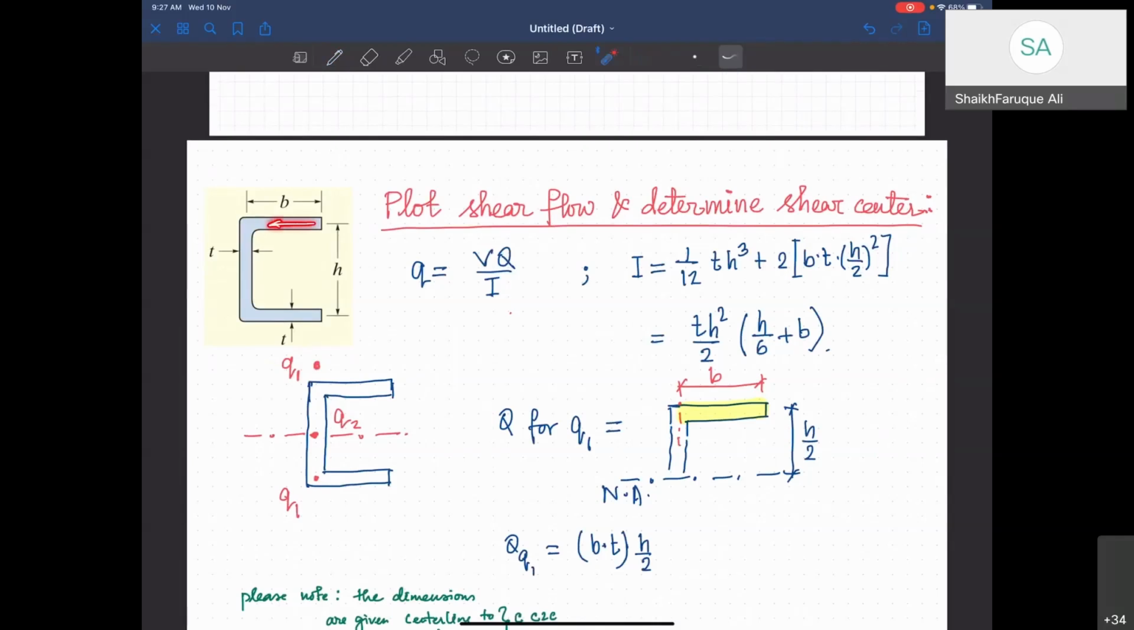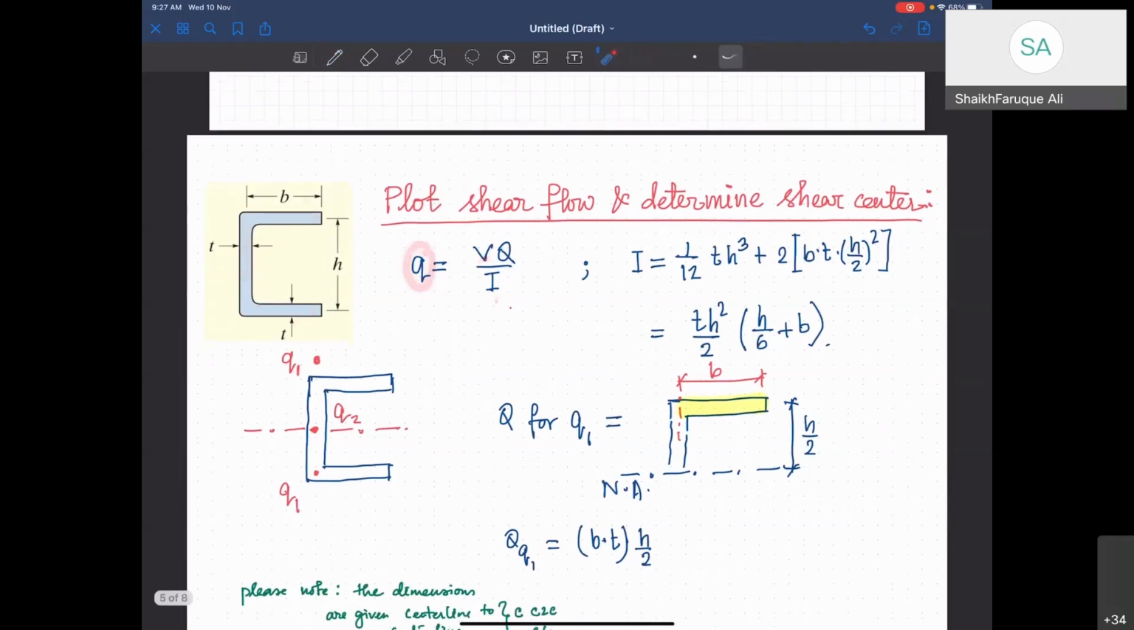Okay, so we know that I need to find how the shear is flowing through it. That's why I know the flow q is given by VQ by I. I have to calculate I. Now, please note the calculation of I. I'm doing it from the center lines only. I'm not doing it for the whole section because the section is very thin and the error will be very small. So it's an approximated I.